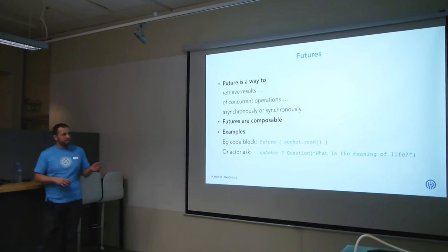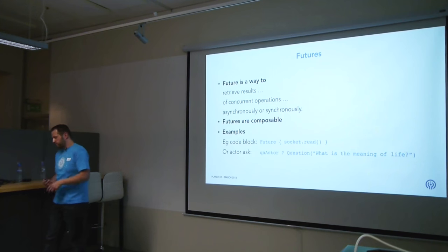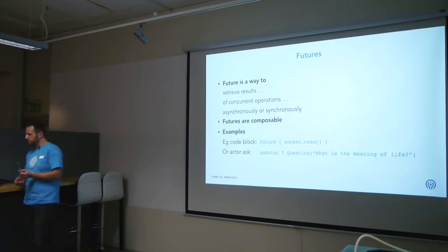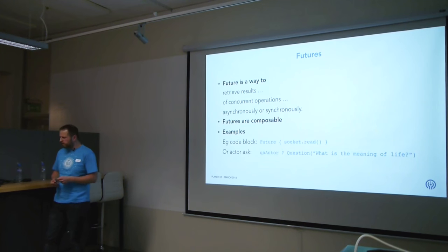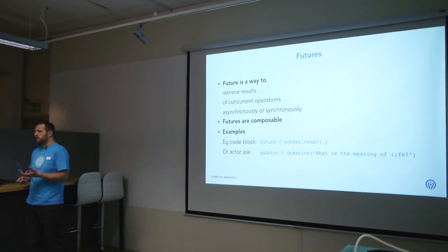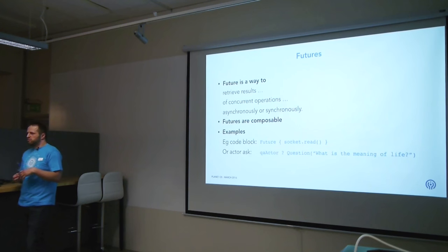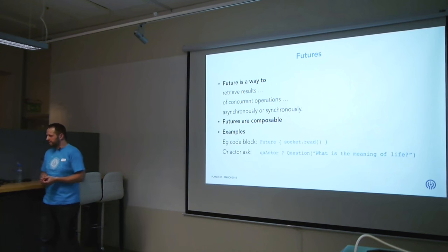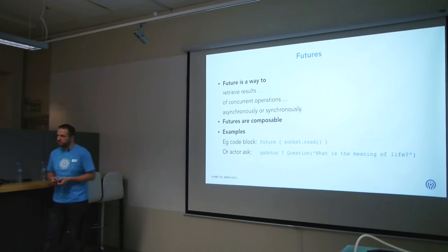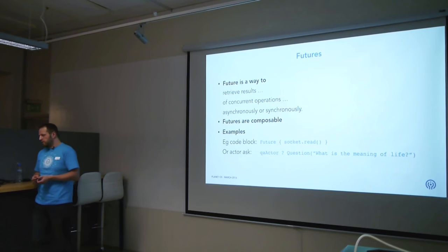We also mentioned that if you do an ask, you get back a future. So what is a future? A future is a way to retrieve results of concurrent operations asynchronously or synchronously. What this essentially means is that you create a future that does something and you get the value back sometime later, but you don't know when exactly. The nice thing about Scala futures is that they are composable.